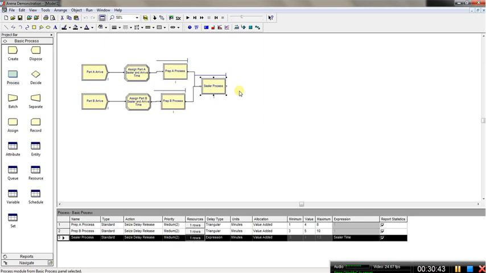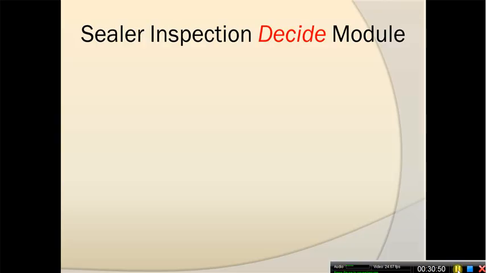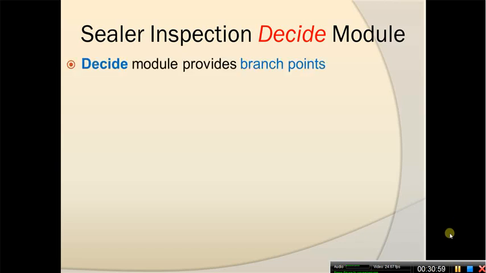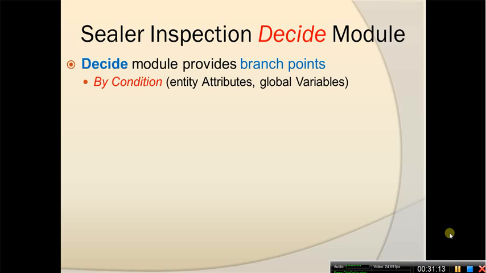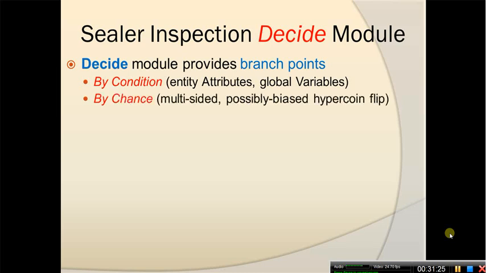And then after the sealer process, we need a decide module. Not decide process, sorry, decide module. So a sealer inspection decide module. We use the decide so that we can make a decision. This decide module provides the branch points in terms of our logical flow. And there are different types of decide modules. We can do it by condition, and then we need to specify the conditions that involve entity attributes or some global variables, or it could be by chance.